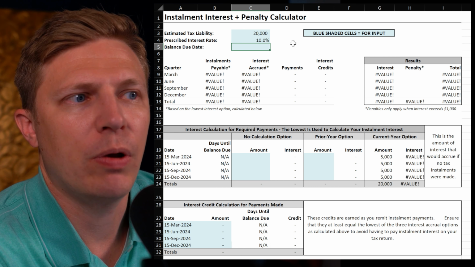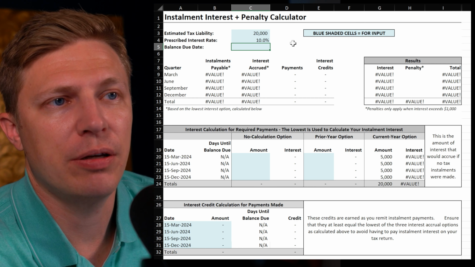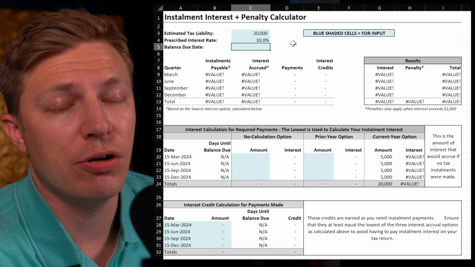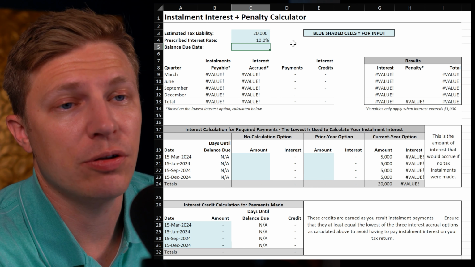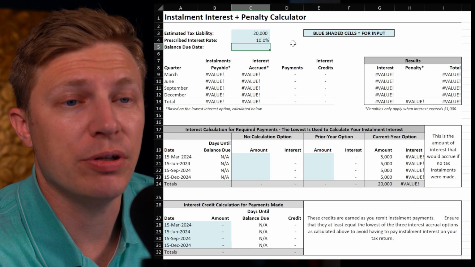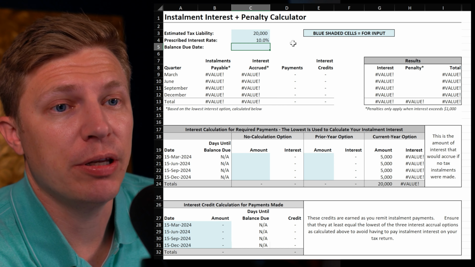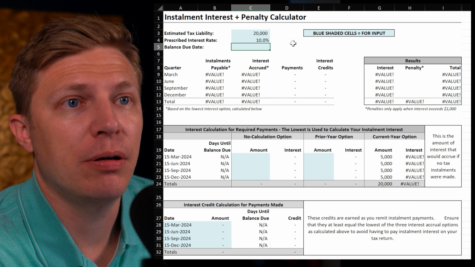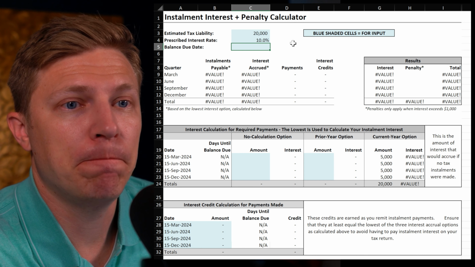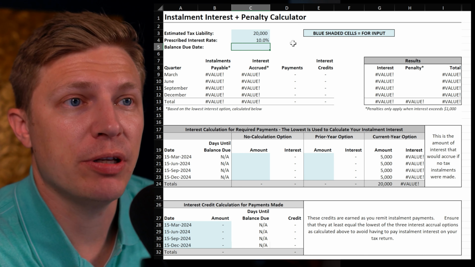Now, I can tell you what's happened this year is that the prescribed interest rate started at 10%, and throughout the year, it has actually moved down to 9%. Maybe it will go to 8% by the end of the year. I'm not sure, but it was 10%, now it's 9%.